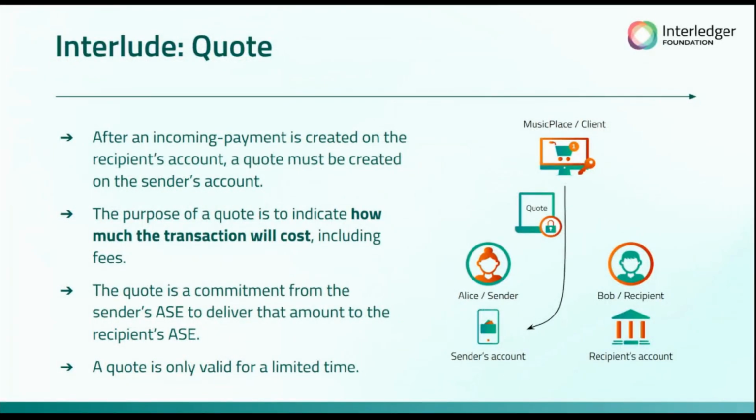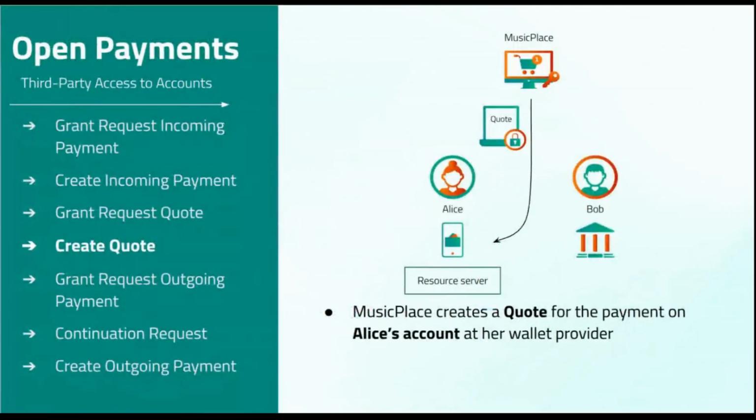So part of what makes Open Payments so awesome is that you have to have this transparency built in. So the quote needs to calculate all the fees and costs up front. So if there's any transaction costs or any cross-currency exchange costs or anything like that, it needs to be clear so that when somebody agrees to a payment, they know exactly what it is that they're agreeing to upfront. And of course, quotes are only valid for a limited amount of time. You can't just have them extend indefinitely.